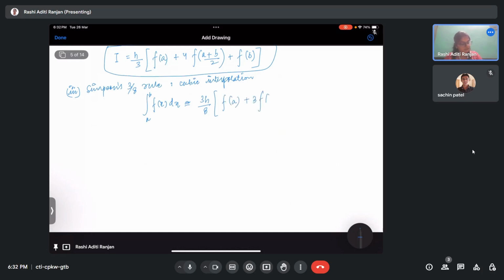into a plus 2h plus f of b. And here my h is going to be what? H is going to be b minus a by, I have 4 points, so I have divided b minus a into 3 parts. Okay. So this is the Simpson's three-eighth rule.